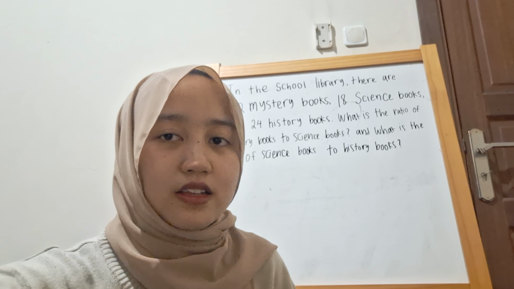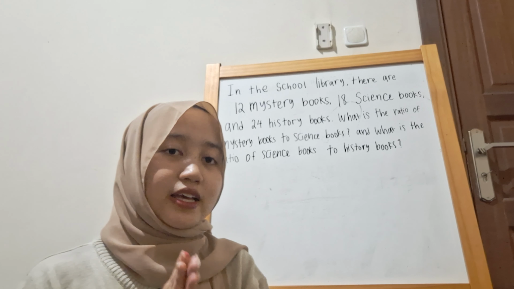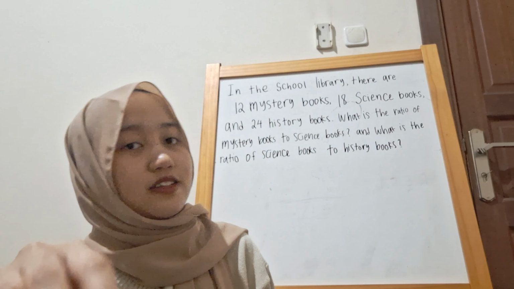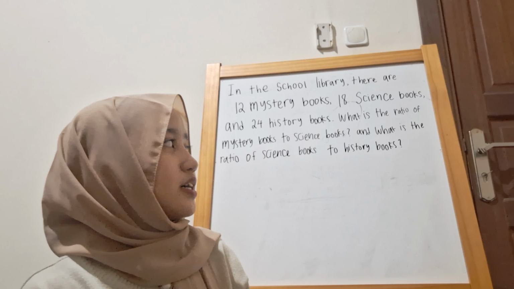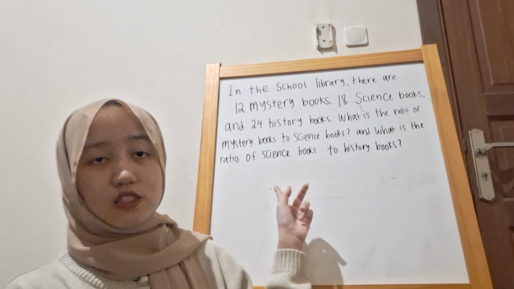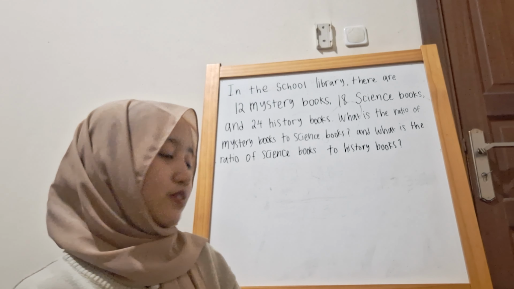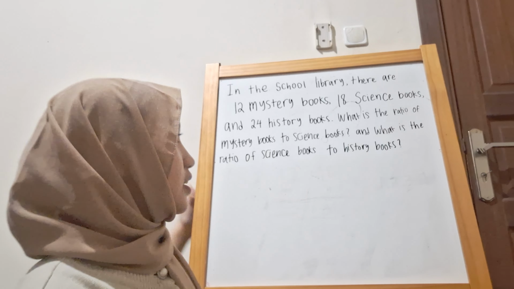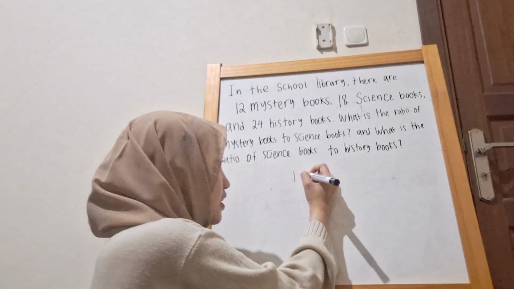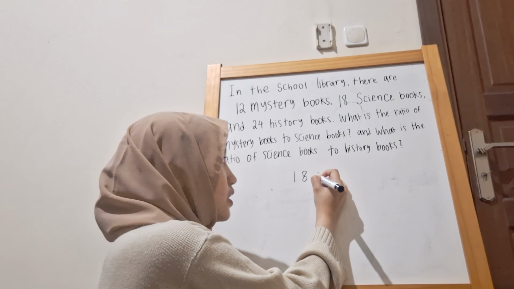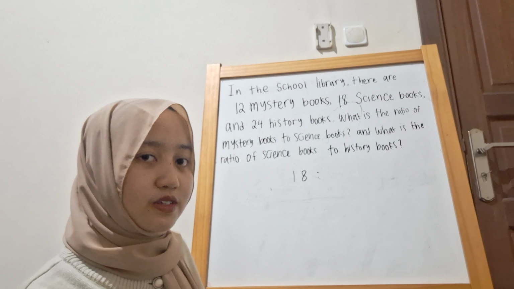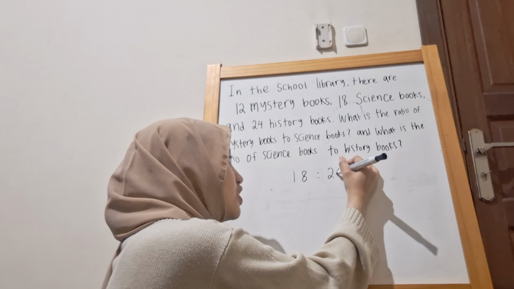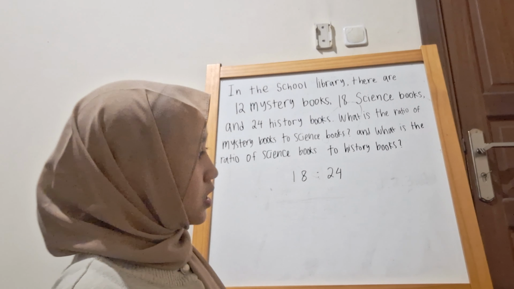Okay, guys, time is up. We're going to do this together. Okay, now let's compare science books to history books. Can any of you guys tell me how many science books there are? Yes, there are 18 science books in the library. And then how many history books? Yes, you're right. There are 24 history books.